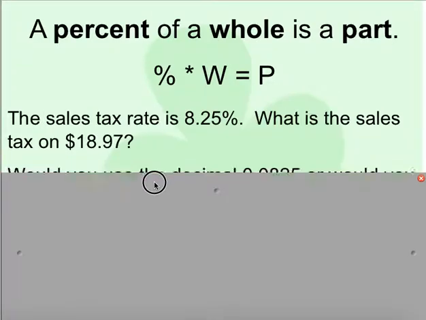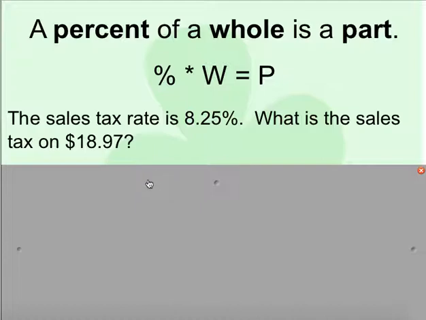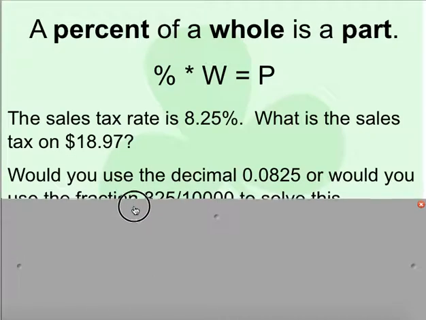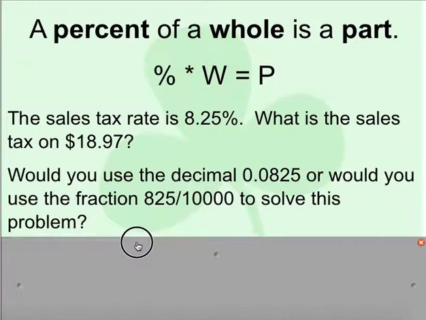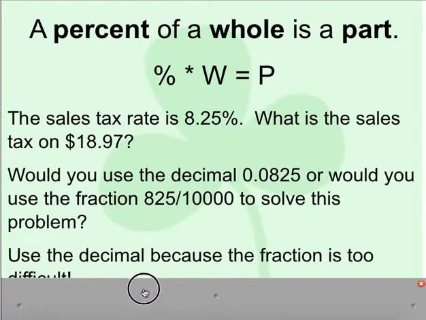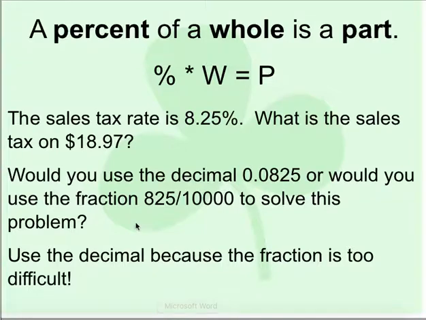Another one. The sales tax rate is 8.25%. What is the sales tax on $18.97? So what do you think? Should you use the decimal of 0.0825 or the fraction of 825 over 10,000 to solve this problem? I would say the decimal, because that is a very difficult fraction to work with.